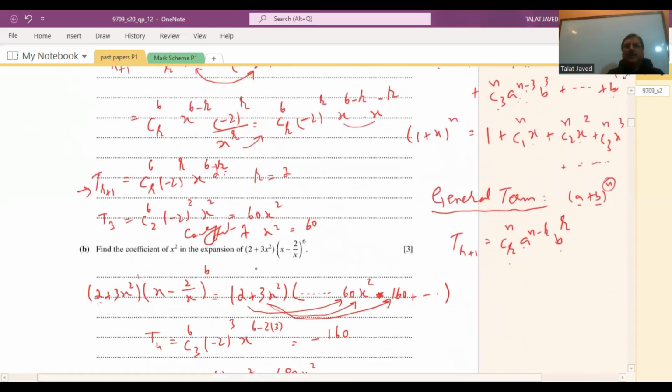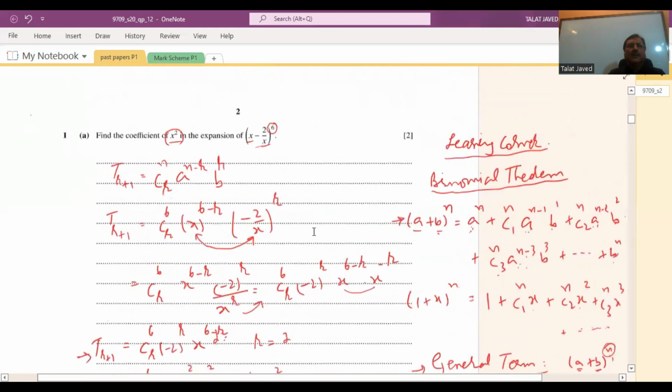Another formula is the general term formula. When we have to find a specific term, we will use this formula. In a plus b raised to power n, the general term formula is tr plus 1 equal to ncr, a raised to power n minus r, and b raised to power r. The first term is a and the second term is b, and the power is n, and we will decide r according to the question.